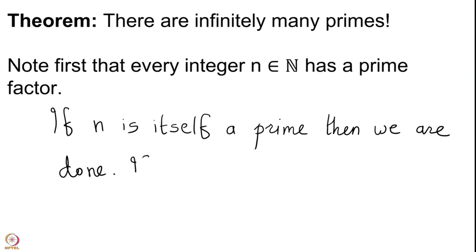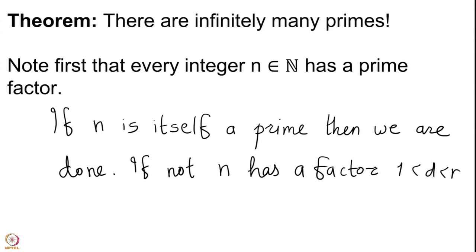If not, n has a factor d, 1 less than d less than n. So, what I am saying here is that this d, which is not equal to 1 and not equal to n, is a factor of n. This is because n is not a prime, so it should have at least one more factor. We, of course, assume that n is bigger than 1. This is an assumption that we will have. So, with this assumption, if your n is not a prime, it should have 3 or more factors.